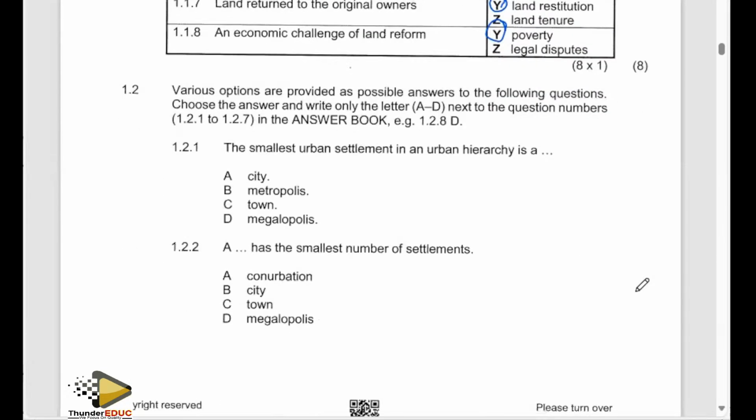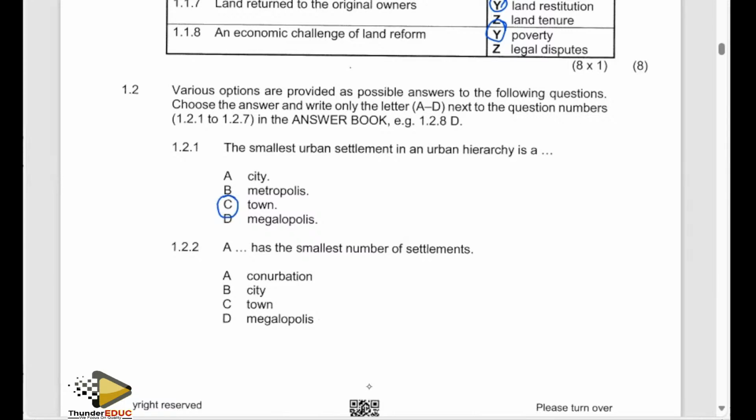That is a multiple choice section. Right, starting with the first question: the smallest urban settlement in an urban hierarchy. When you are ranking settlements according to the hierarchy of settlements, the smallest in the urban settlements starts with a town. So the correct response is a town.